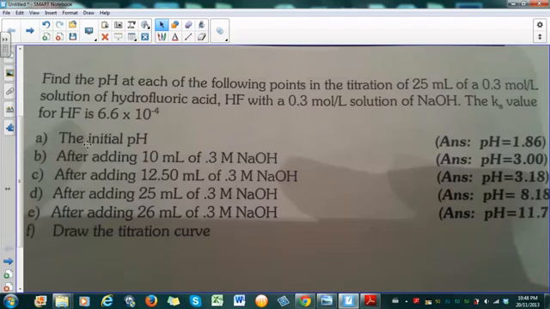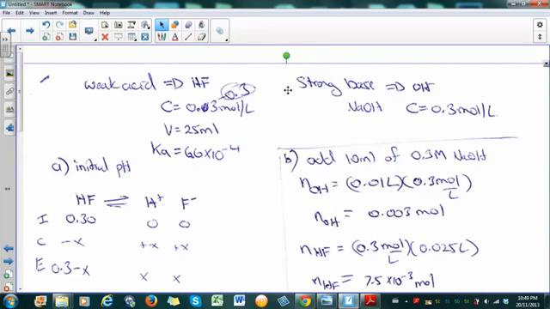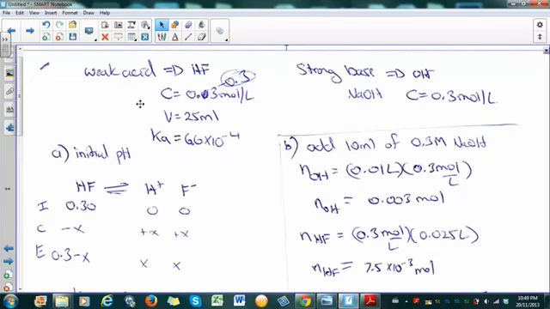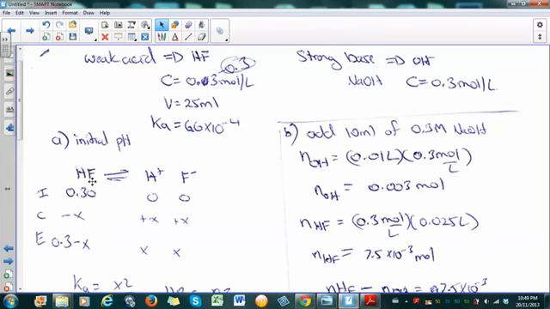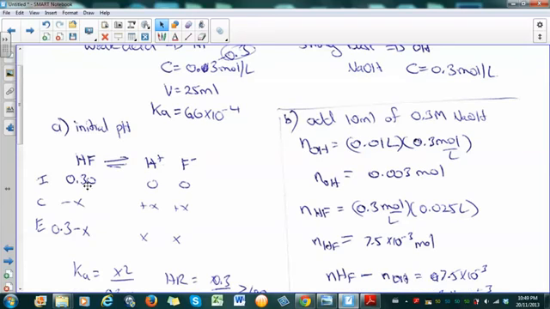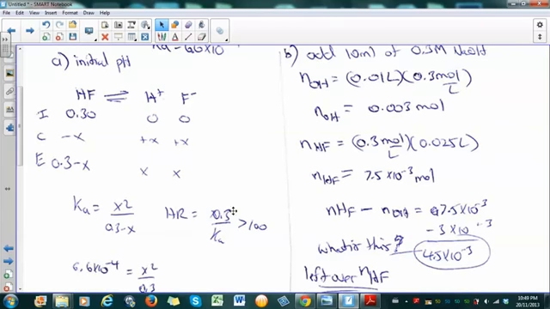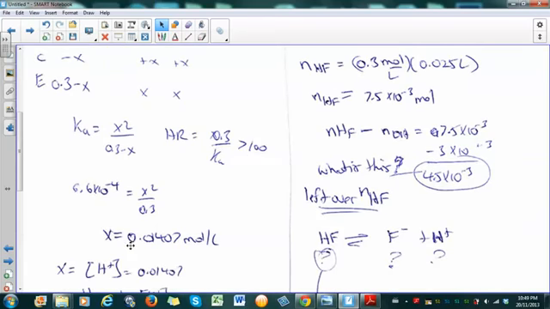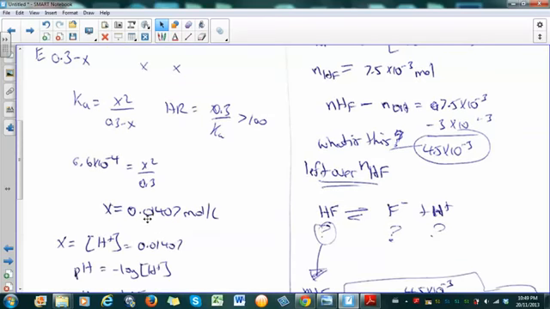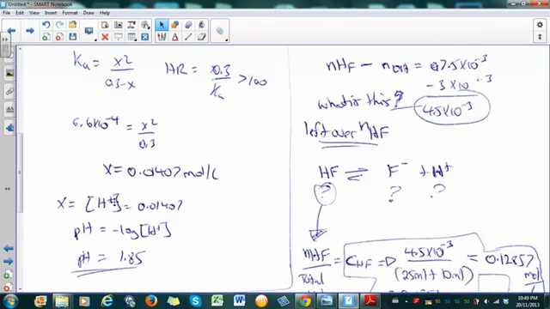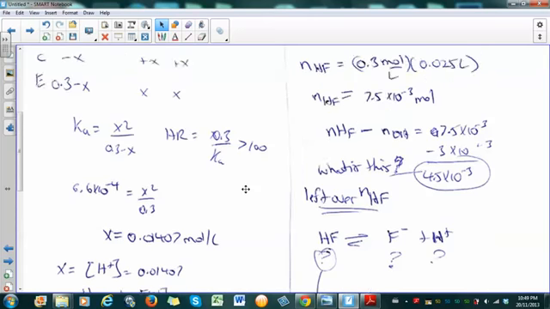The initial pH is really simple. Basically, you have the equation HF goes to H plus and F minus. The initial concentrations are 0.30, 0, 0, and the changes are minus x, x, and x, giving 0.3 minus x, x, and x. Ka is equal to x squared over 0.3 minus x. Use your 100 rule; you find it's greater than 100, so just solve for x, and x is equal to 0.014. That's the hydrogen concentration, and pH is just the negative log of that, so pH is 1.85, which if you check the answer is pretty close.